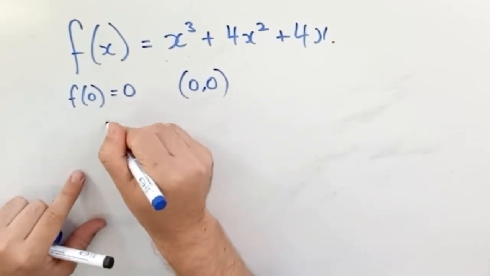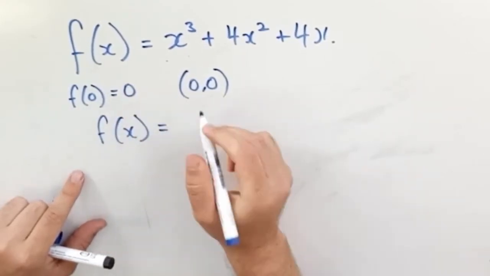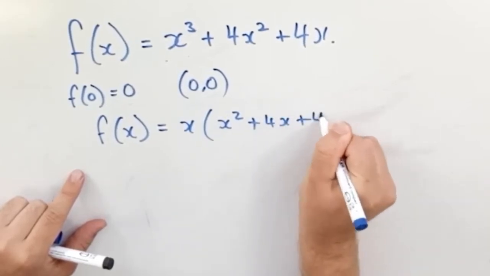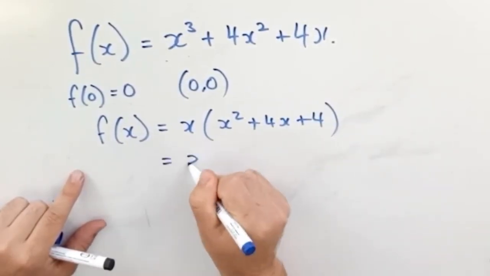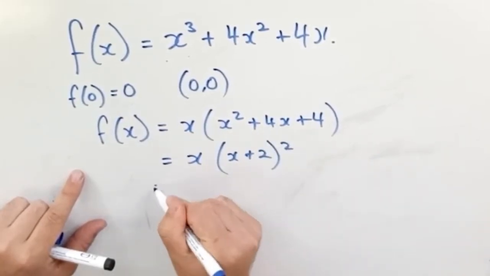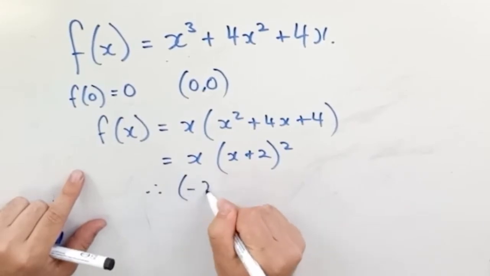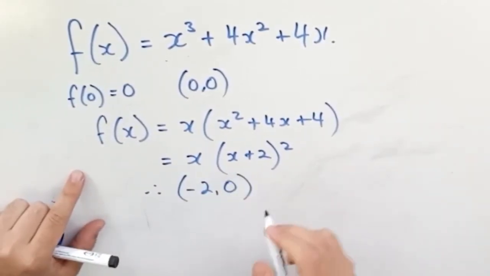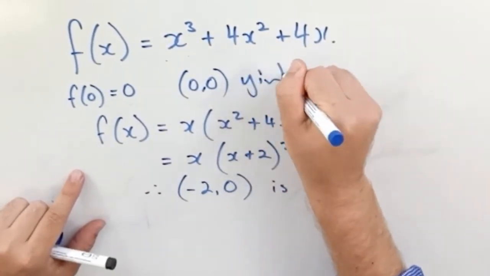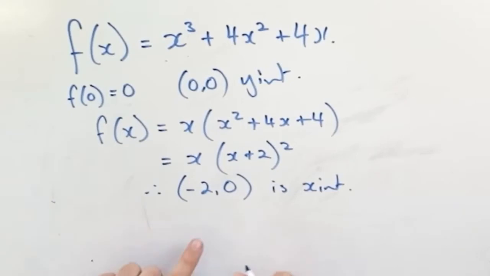We're going to go f of x equals x squared plus 4x plus 4, after taking out the factor of x. We can factorize this. x plus 2 all squared. Therefore, negative 2, 0 is an x-intercept, and 0, 0 is the y-intercept up here. So we've got the intercepts, okay? And because this is a squared factor, we might already know that this one is going to be a turning point. So a turning point on the x-axis.